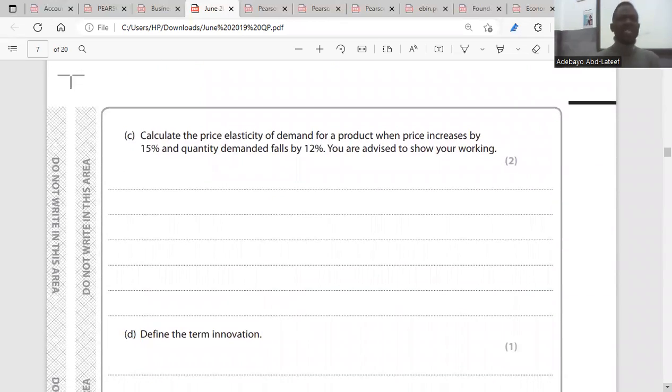Question C. They said, calculate the price elasticity of demand for a product when price increases by 15% and the quantity demanded falls by 12%. You are advised to show your workings. Before we go into that, what is price elasticity of demand?